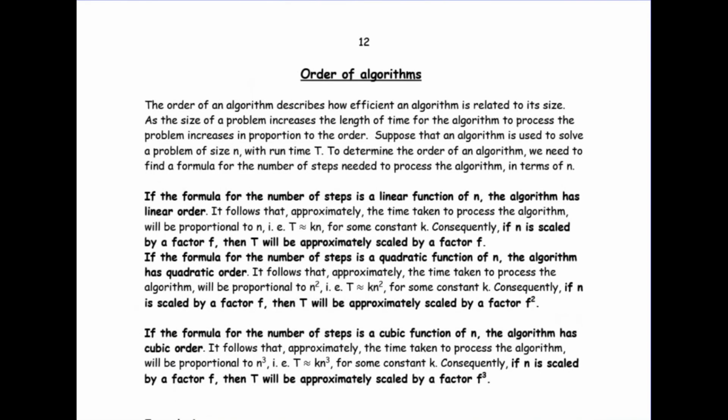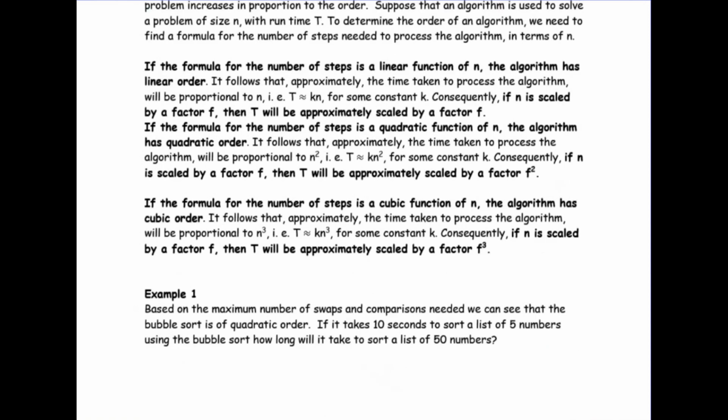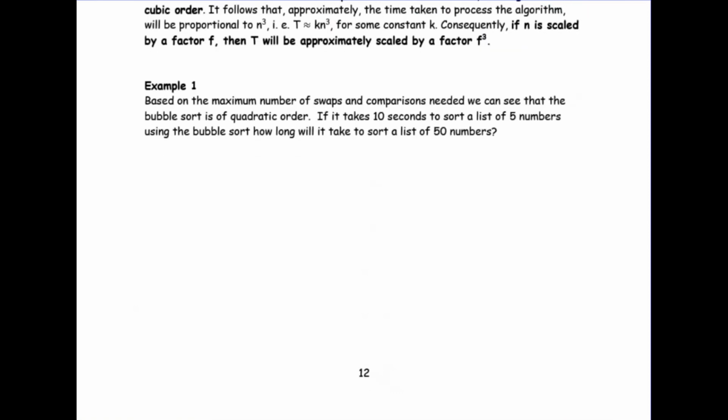The final section of this pack is on the order of an algorithm. So the order of an algorithm is to do with its efficiency. So this tells you how efficient it is in relation to the size of the problem. There's a lot of stuff here, but I'm just going to do some examples. You can do this kind of thinking about scale factors and stuff, but I prefer to use a set method that will work for all different types of questions, which I'll show you now.